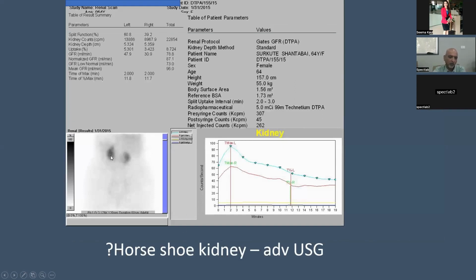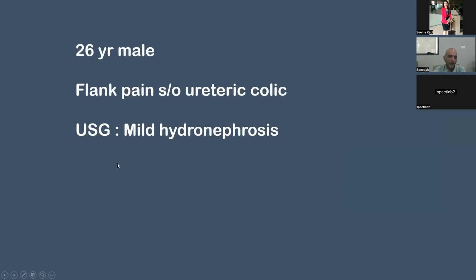Sometimes this isthmus can be very well appreciated, especially on a DMSA scan, but on a DTPA scan, you can only suspect based on the configuration of the kidney. That's a structural limitation that we have.